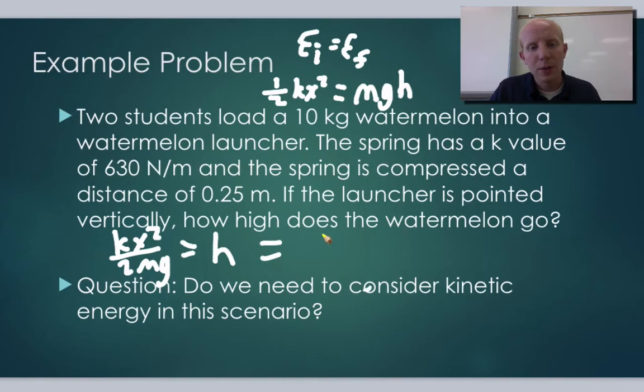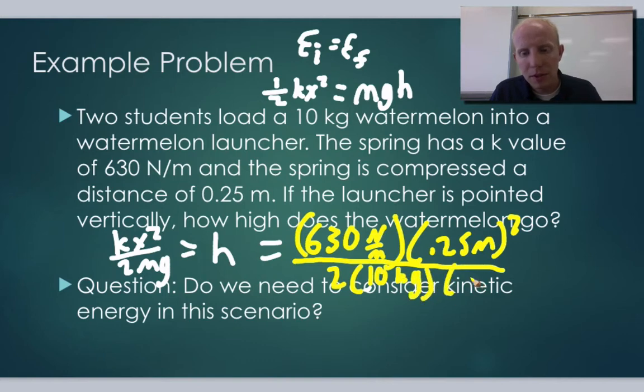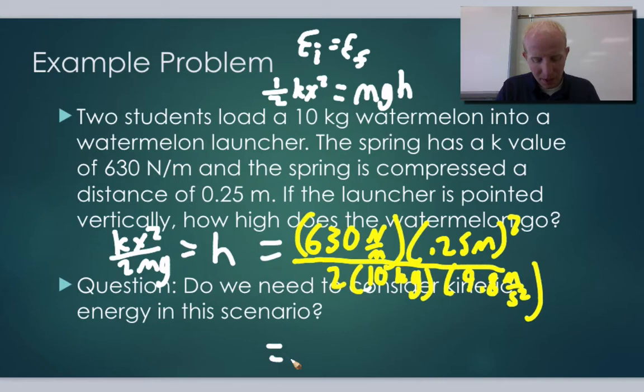Sorry, I had to switch color there so you could see this. But all we're going to say is, well, we already know K is 630 newtons per meter. X is 0.25 meters squared, over 2 times the mass of the watermelon, which is 10 kilograms, times gravity, which is 9.8 meters per second squared. So if we can solve all that, we'll get the height of the watermelon. And the numbers show this is probably going to be really small. But we put that all in our calculator. Don't forget the parentheses as always.